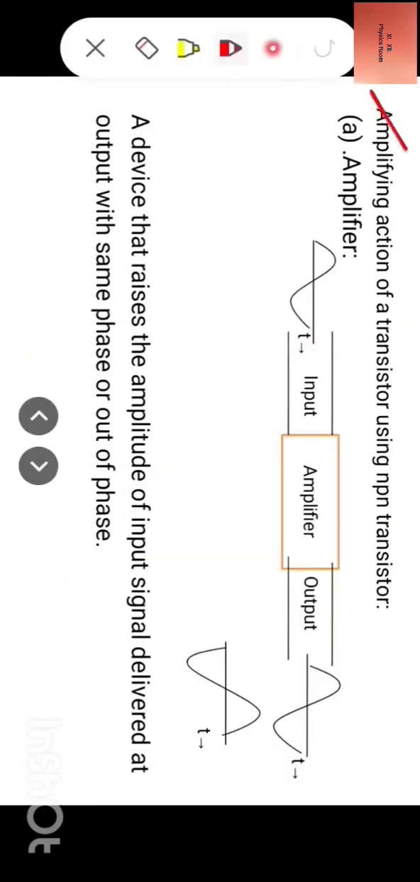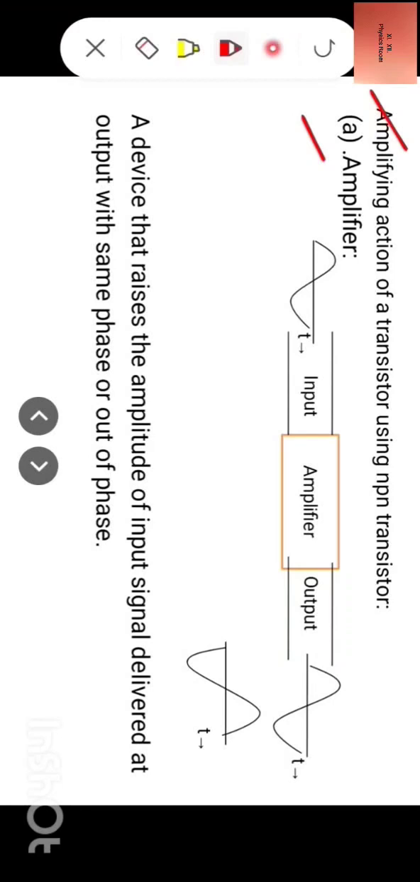Now, let us talk of amplifying action of a transistor using NPN transistor. You have to explain yourself the amplifying action of a transistor using PNP transistor. Okay, here we take up NPN transistor.